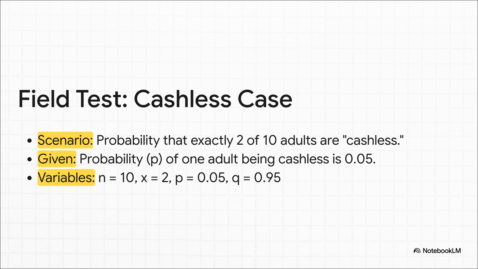Well, this totally fits our checklist, right? And we can easily spot the variables. N is 10, our sample size. X is 2, the number of successes we're looking for. P is 0.05, and Q, which is 1 minus P, is 0.95.